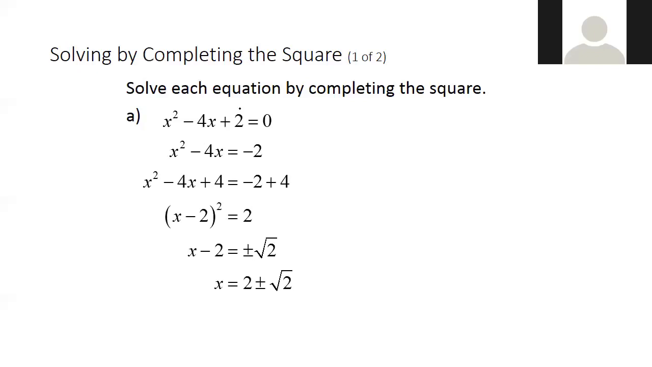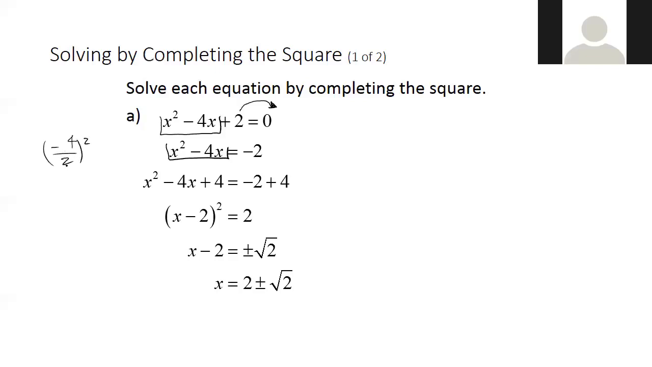So the next thing we're going to do is move this constant to the other side of the equation, because I don't really need this 2 to complete the square. I'm only going to use x squared and negative 4x to complete the square. If the coefficient of x squared is equal to 1, you take the coefficient of x, divide it by 2, and square it. That's the number you need to add to both sides of the equation to complete the square.